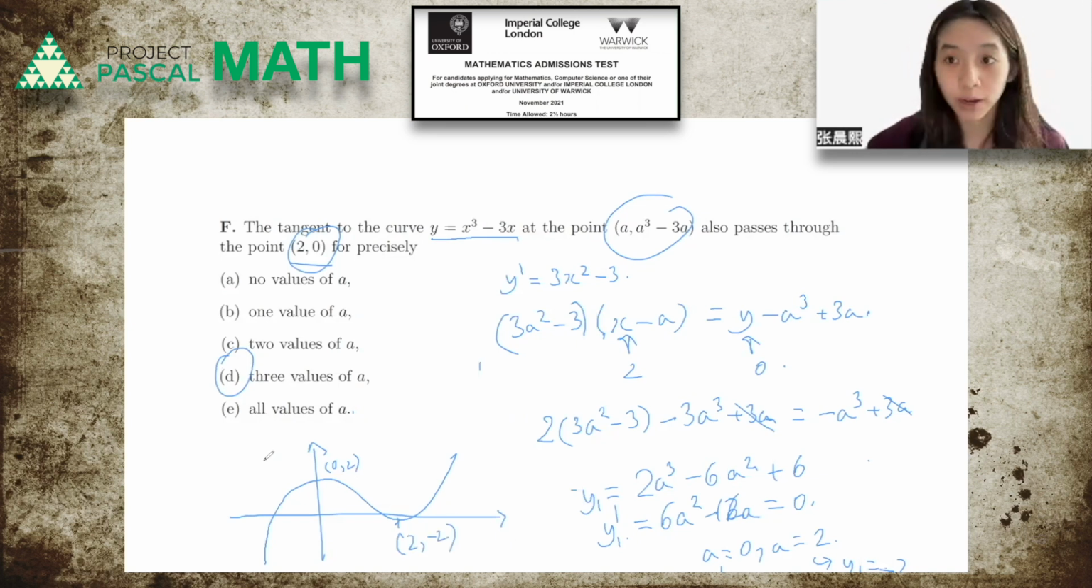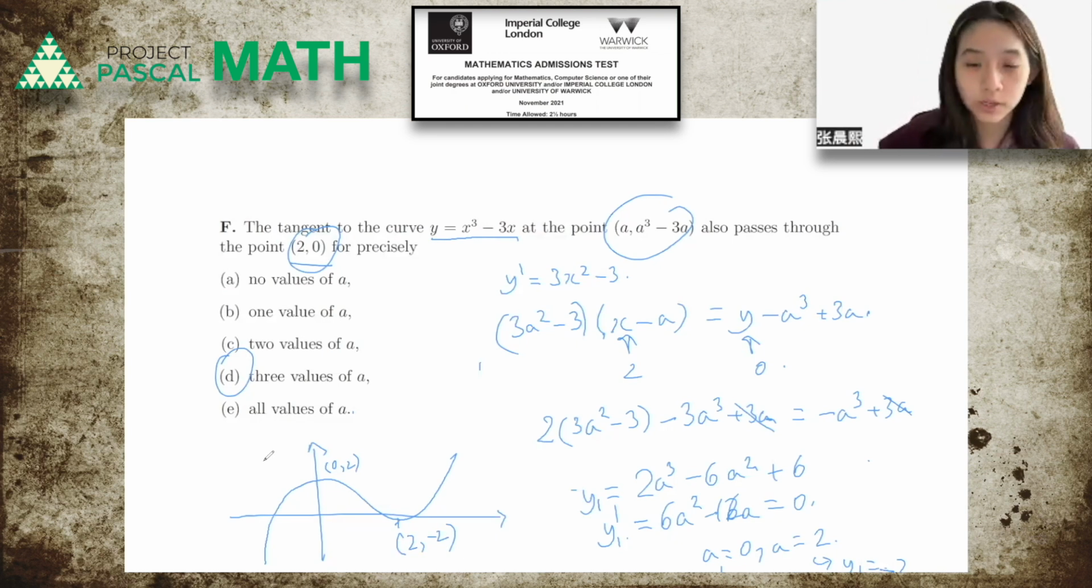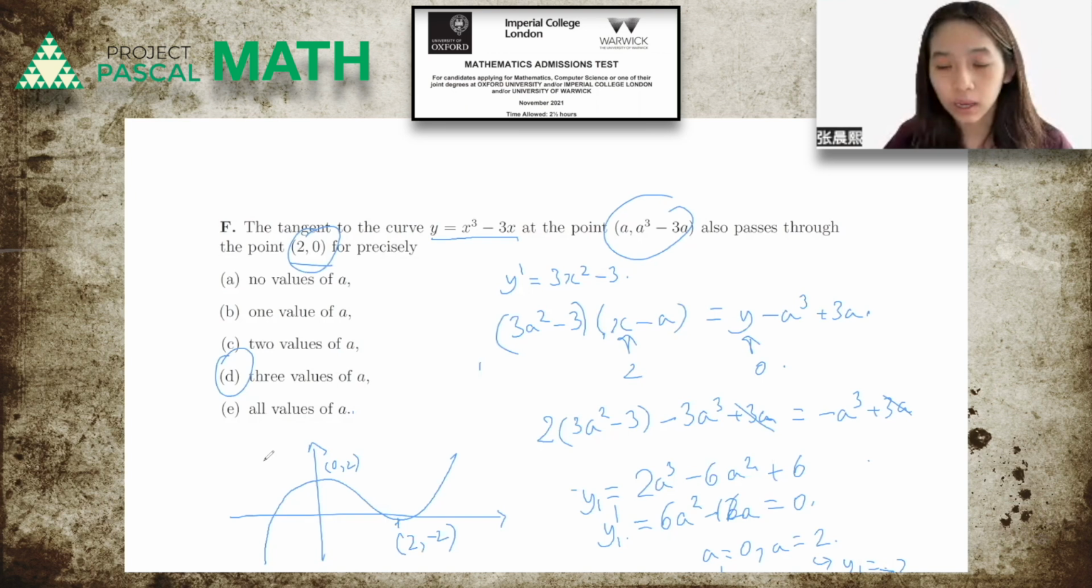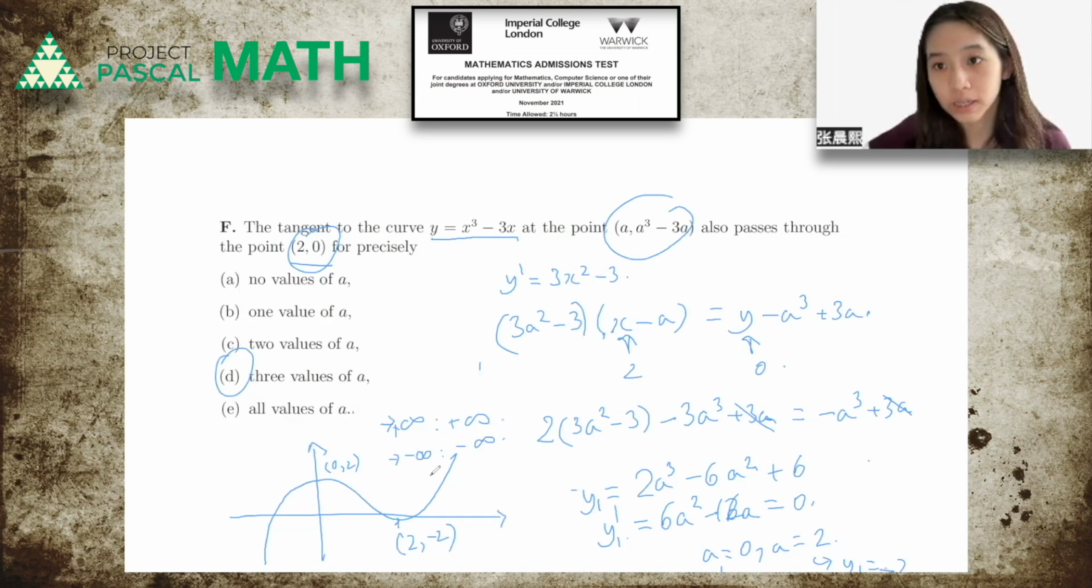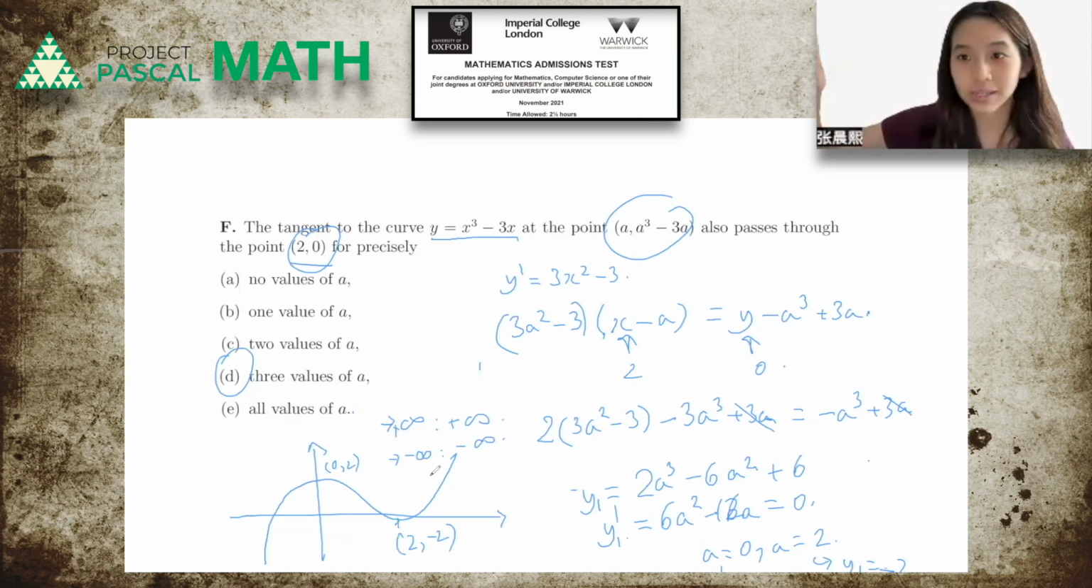Because a turning point is negative, so it has to cross the x-axis at somewhere that's intermediate. And when it tends to infinity, it goes to infinity. And when it tends to negative infinity, it goes to negative infinity because it's cubic. So thus, it's sort of like this.